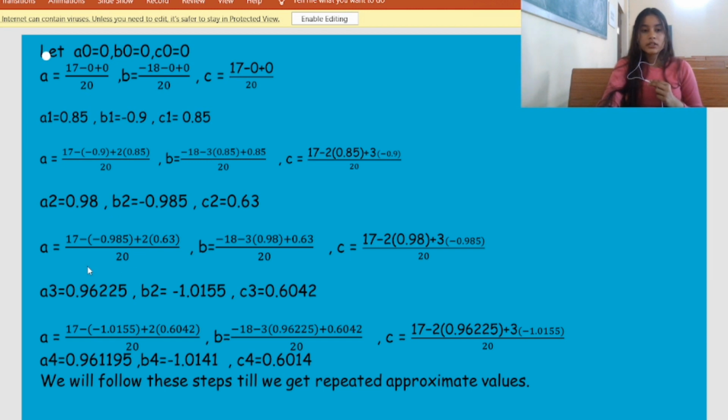On the third iteration, similarly, we'll iterate the same step again and again, and we'll get two more sets of values. A3 as 0.96225, B3 as minus 1.0155, C3 equals 0.6042. On the fourth iteration, we'll get the values A4 equals 0.961195, B4 equals minus 1.0141, C4 equals 0.6014. These iterations will be followed again and again until we get repeated approximate values.